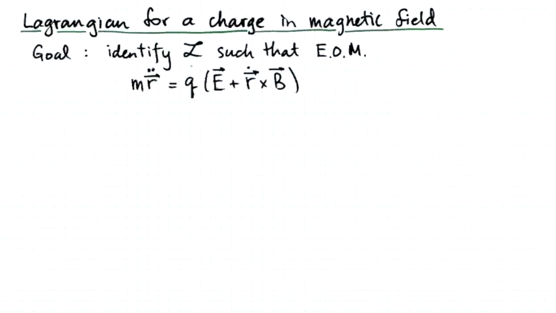Lagrangian for a charge moving in magnetic field. Our goal is to identify Lagrangian such that the equation of motion gives us the Lorentz force. The tricky part is that magnetic force depends on velocity, which means we cannot write this force as gradient of some potential. In order to proceed, we will require Maxwell equations. Let me write them out.